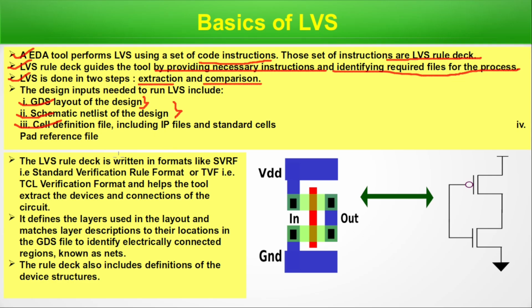Both are compared. The LVS rule deck is written in formats like SVRF, standard verification rule format, or TVF, that is tcl verification format, and helps the tool extract the devices and connections of the circuit. It defines the layers used in the layout and matches layer descriptions to their locations in the GDS file to identify electrically connected regions known as nets. The rule deck also includes definitions of the device structures. This is the basic knowledge about LVS.